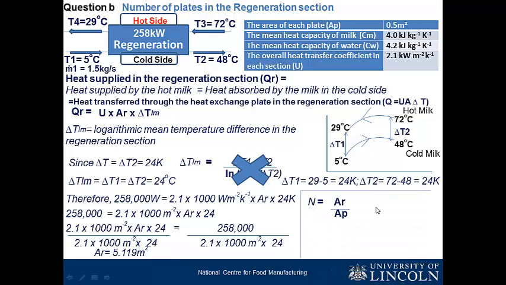So our number of plates will be AR divided by the area of each plate. Our AR is 5.119 and our area of each plate is 0.1. So our number of plates will be 10 plates. Theoretically, it is 10 plates because it's 10.4. But in a real life situation, I would say this is going to be 11 plates in practice, because you need more than 10, and some area is going to be lost.